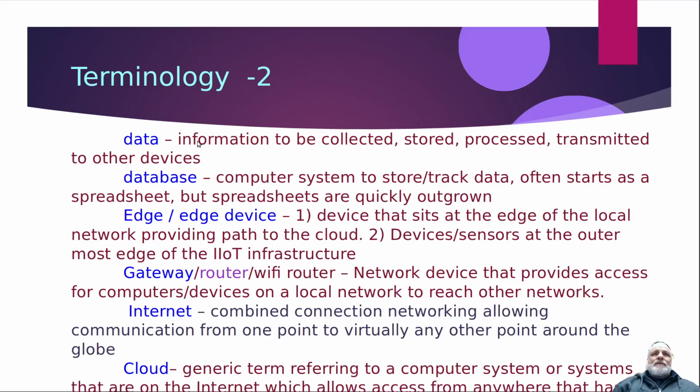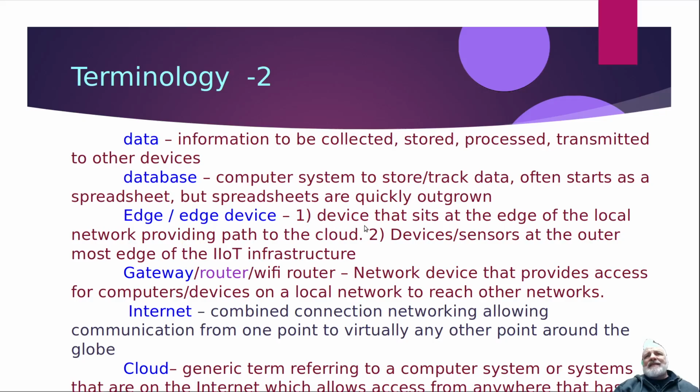All right, so one thing we're going to talk a lot about here is data. Data is information that we're going to collect. We're going to store it in something called a database, the next word there. And then we can process it. We can also transmit it to other devices and see what's happening. Edge device, we've already kind of seen that.